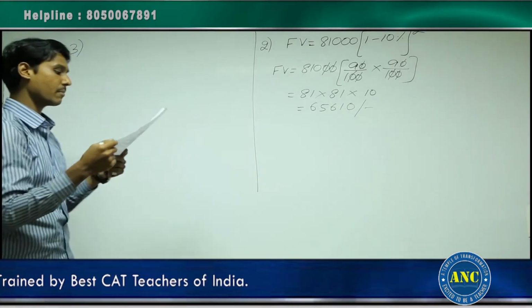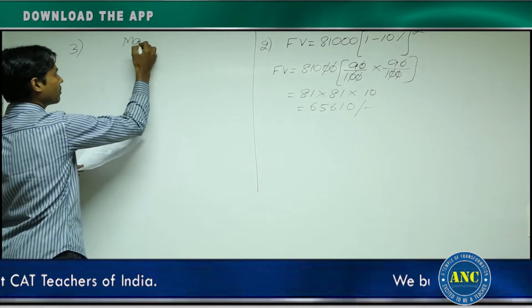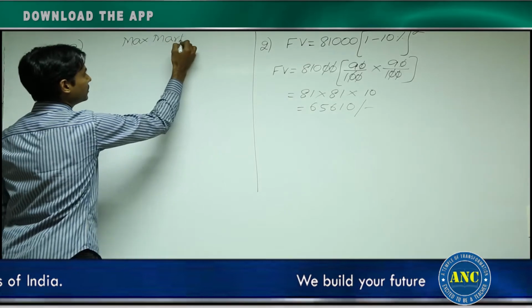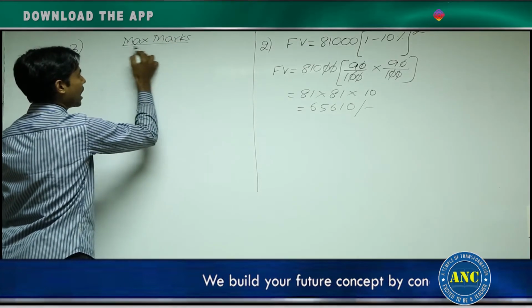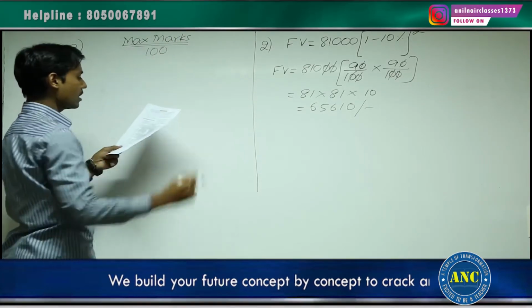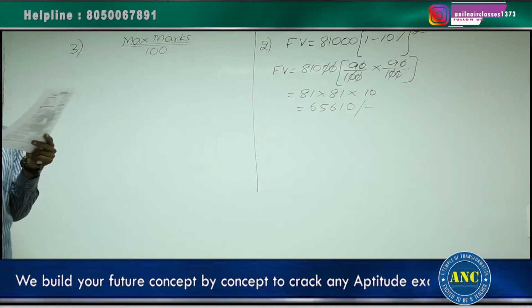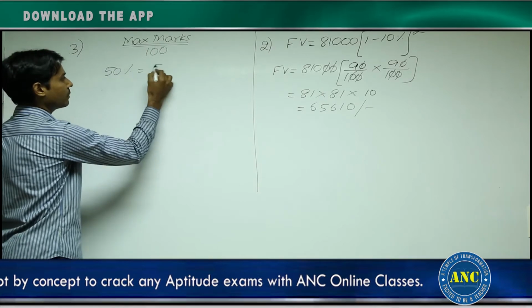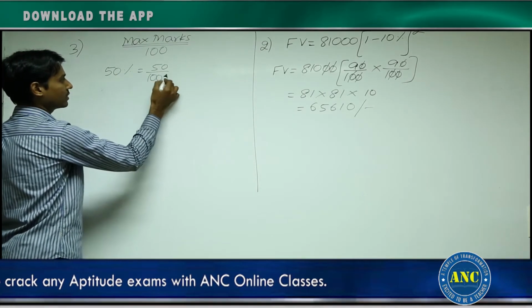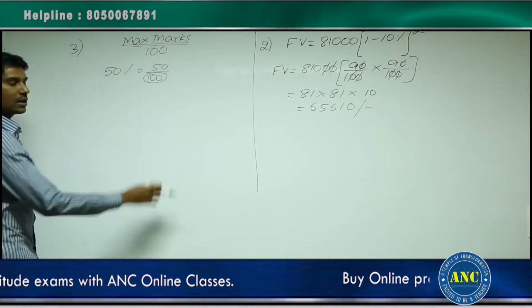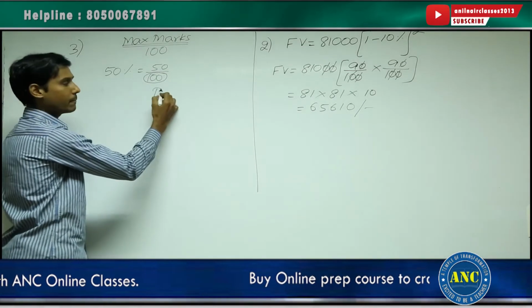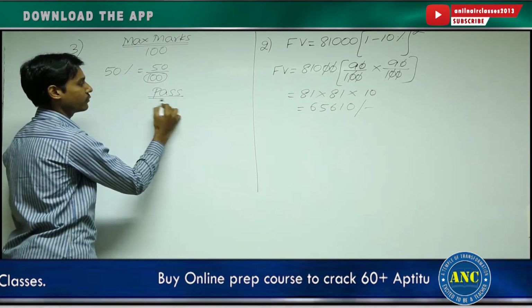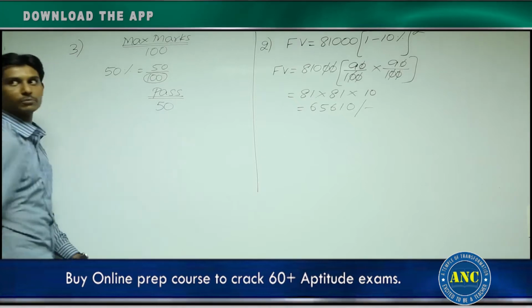I will assume the maximum marks as 100. This is my assumption. This number is according to me. A student has to secure 50% marks to pass. That means 50% is nothing but 50 by 100. If the total marks is 100, he needs to get 50 marks to pass. Passing marks according to our assumption is 50, right?